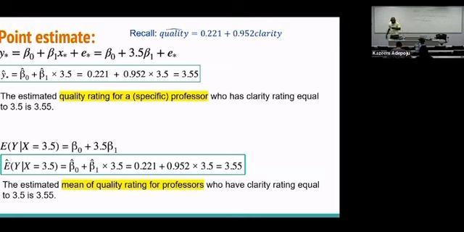Take a look at the interpretation for the average one. It said the estimated mean of quality rating for professors who have clarity rating equal to 3.5 is 3.55. Can you cite the difference? Can you now cite the difference in the interpretation? You can see they actually have different interpretations, but don't forget, you get the same point estimate. Is there any question on this?